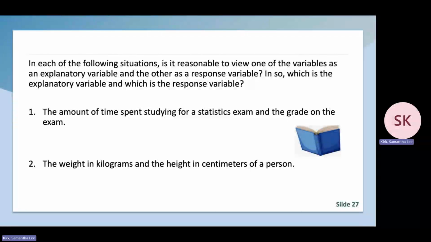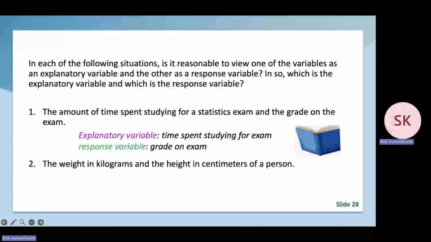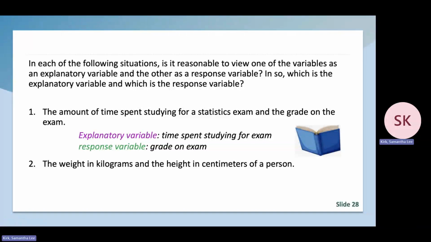Okay, so the first problem says the amount of time spent studying for a statistics exam and the grade on the statistics exam. Is there maybe a causal relationship here? I would say yes, and I would say the amount of time you spend studying, there's a chance that that would affect the grade you get on that exam. So I would say the explanatory variable is the time spent studying for the exam, and the response variable is the grade on the exam.